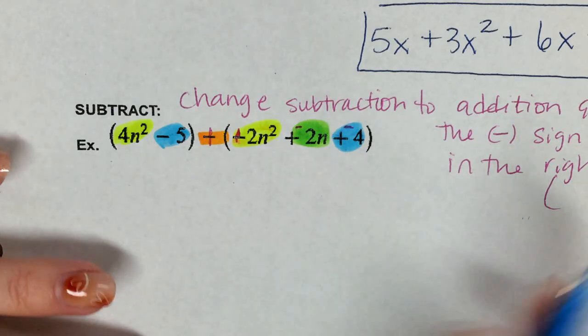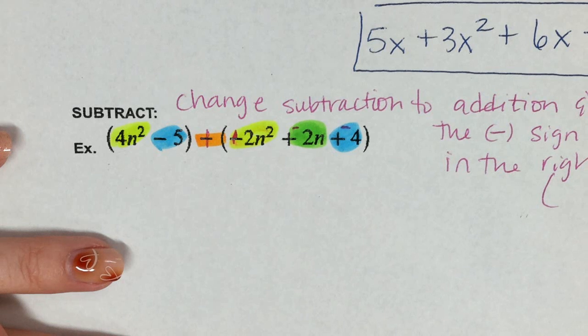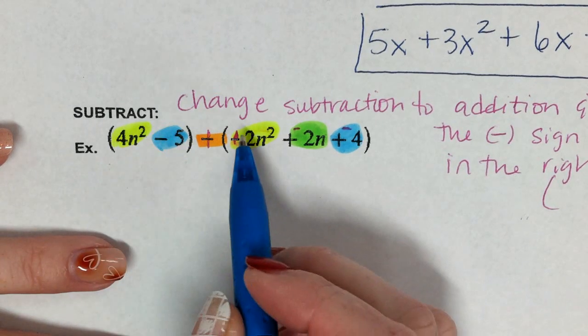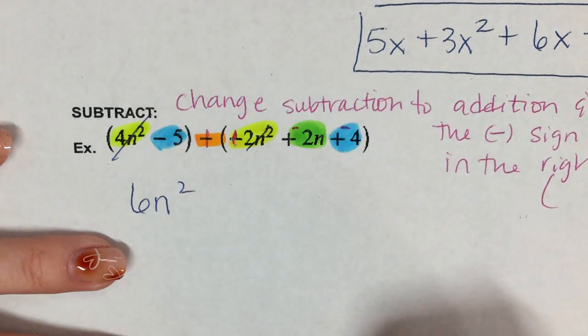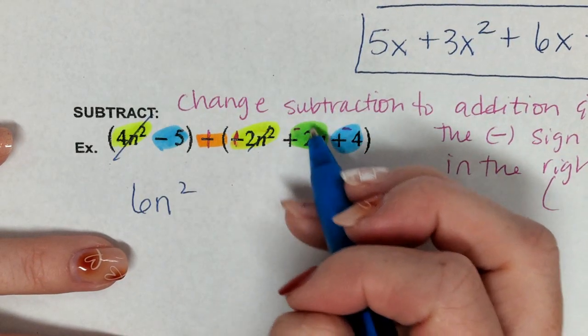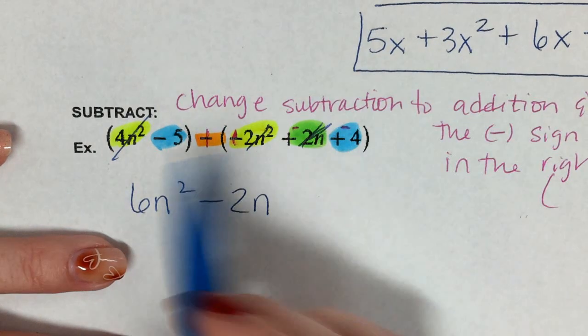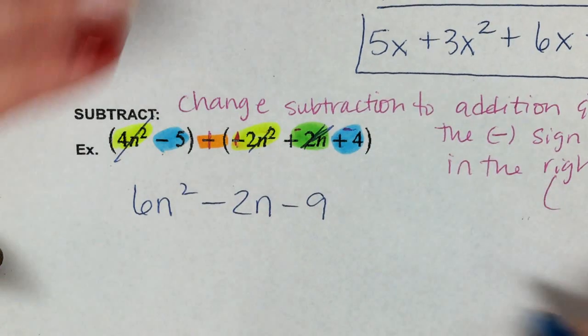Okay. Which one do I have to write first? The n squared. So 4n squared plus 2n squared is 6n squared. And I'm going to mark out that I did it. And then I'm going to do this one. It has nothing to combine with, but I'm just going to write it, minus 2n. And then negative 5 plus negative 4 is negative 9.